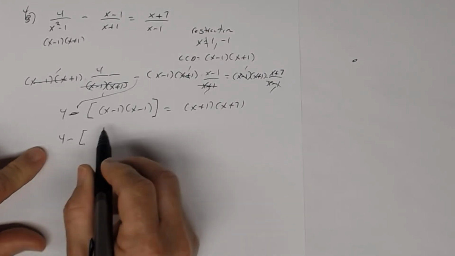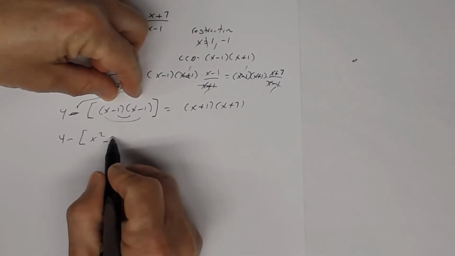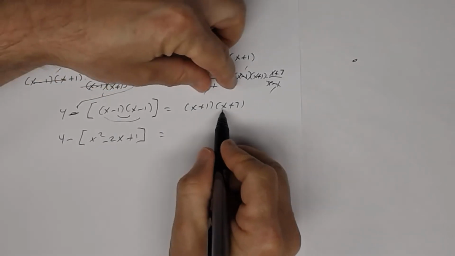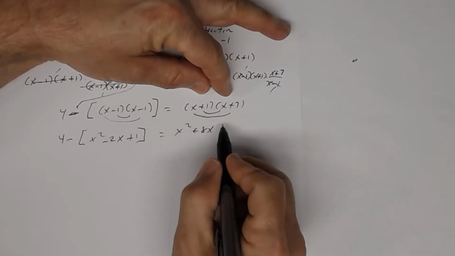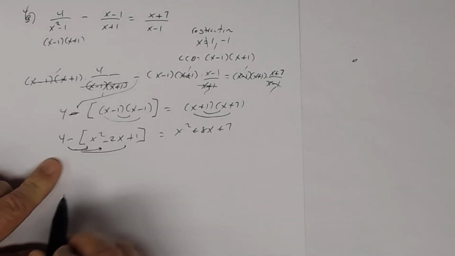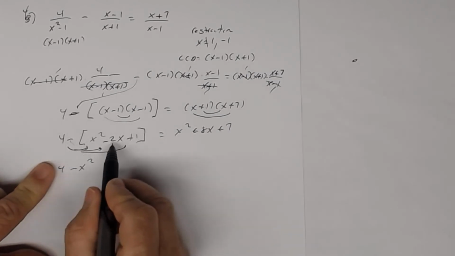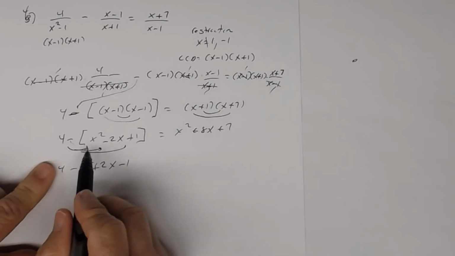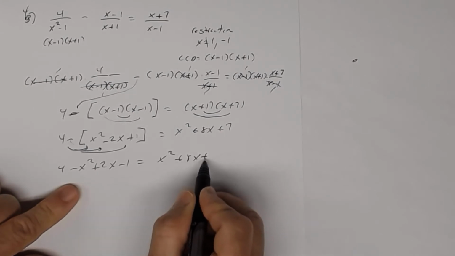So 4 minus, in brackets, if I FOIL this out, I get x squared. The outer and the inner will give me negative 2x, and a negative 1 times a negative 1 is a positive 1. Okay, over here, FOIL this out, I get x squared. The outer and the inner is going to be 8x, and then 1 times 7 is 7. Now here's why the bracket was important, because now you can distribute a negative throughout here. So you're going to get 4, the opposite of x squared is a negative x squared, the opposite of a negative 2x is a positive 2x, and the opposite of a positive 1 is a negative 1. If you did not put that in brackets, you would not have this correct right here. Equal x squared plus 8x plus 7.